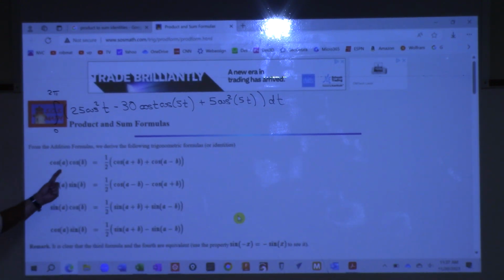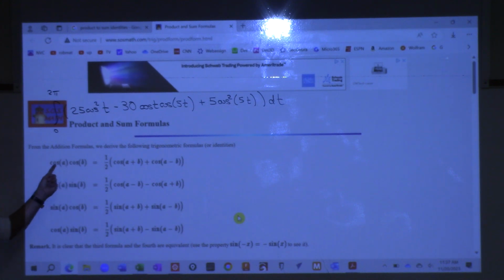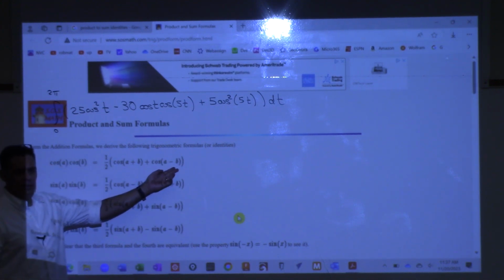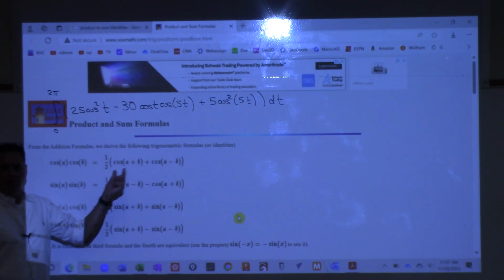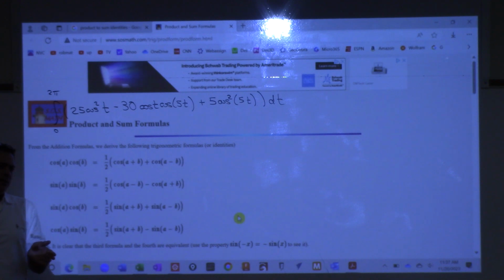So if you ever have two cosines multiplied, cosine A times cosine B, you can turn it into this. Now, it looks weird, but doesn't it create a sum? And then I can do each one individually, right? So that's the advantage of these formulas. I think I'm going to want to use this one.